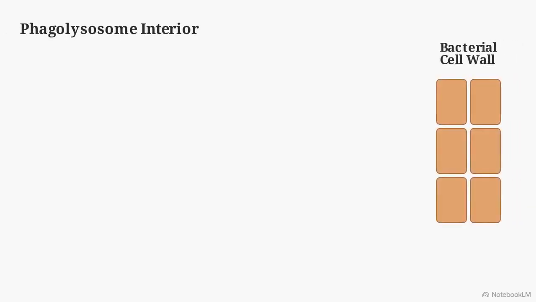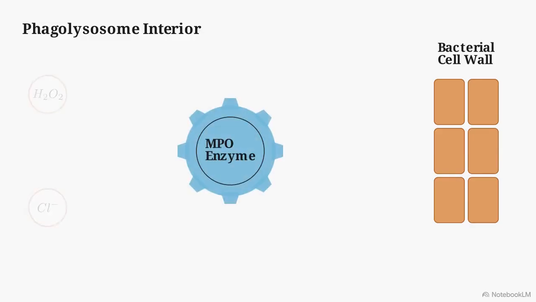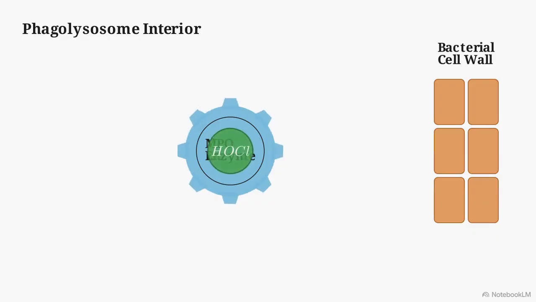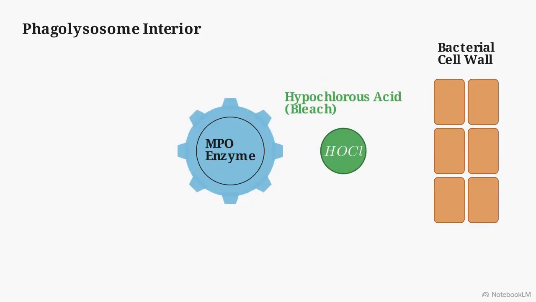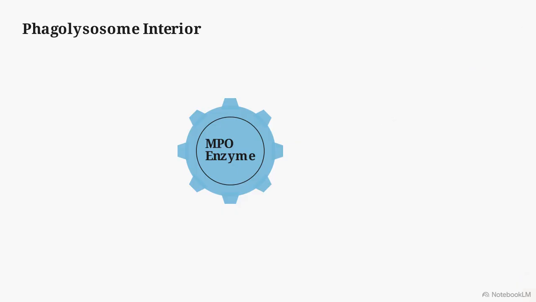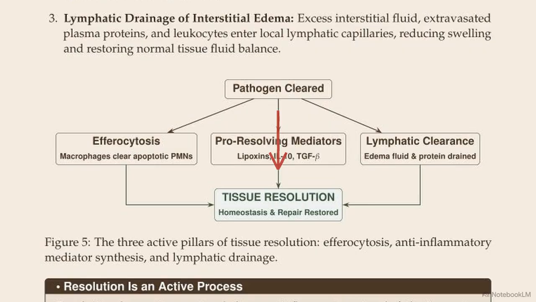Inside that phagolysosome, the oxygen-dependent respiratory burst takes over. The enzyme myeloperoxidase converts hydrogen peroxide and chloride ions into hypochlorous acid, essentially bleach, which rapidly destroys the bacterial cell wall. This diagram outlines tissue resolution, which requires active biological intervention.